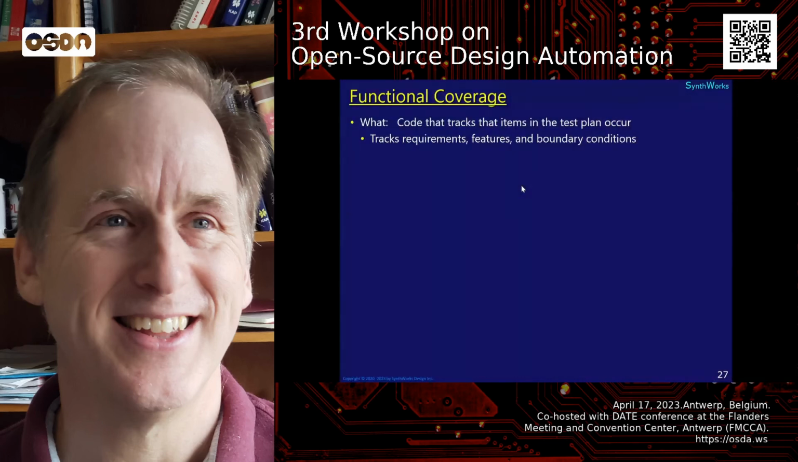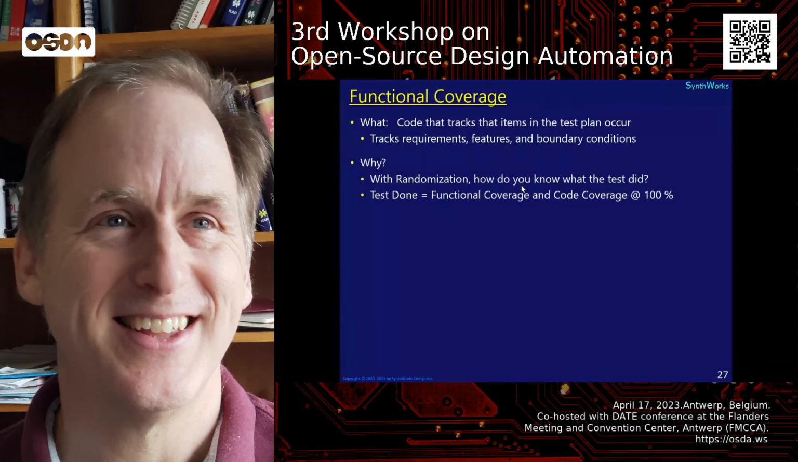The next thing we need to have is functional coverage. Functional coverage basically is code that tracks items in your test plan, such as requirements, features, and boundary conditions. Why do we do this? Well, with randomization, how do you know what the test did? Okay, so we're looking for 100% functional coverage, 100% code coverage, and that indicates that the test is done.